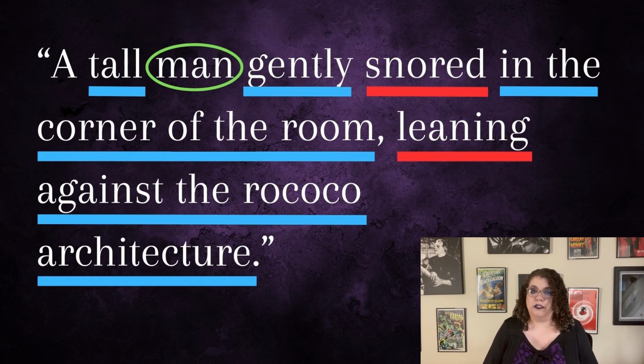Instead of was for the verb, we've now got snored and leaning, much more active, even though he's not really active, he's sleeping. Also, we know he's tired because of how he's acting instead of labeling it outright. We get a better idea of where we are as well. We're in a room with Rococo architecture, so someplace fancy. Maybe even someplace this man shouldn't be sleeping.